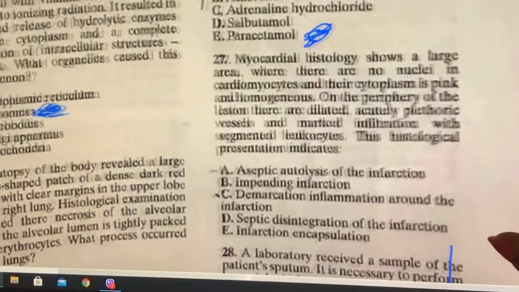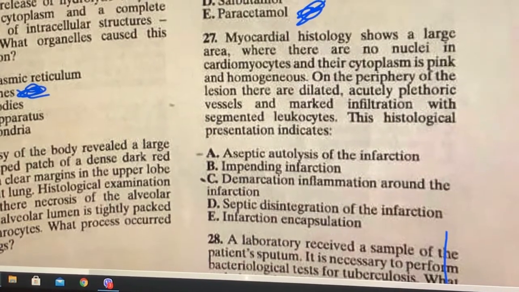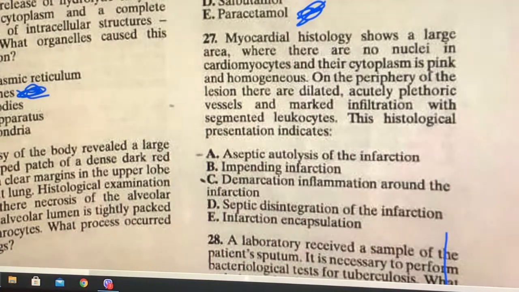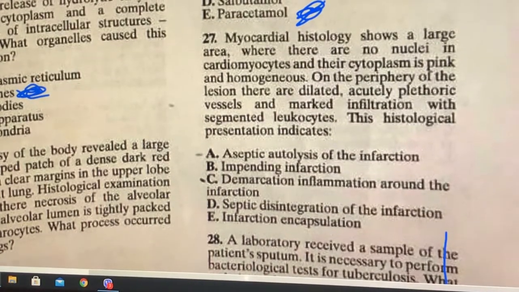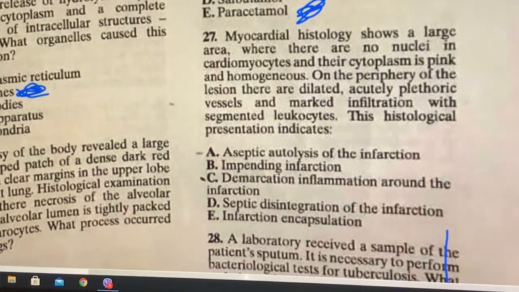Question number 27. Myocardial histology shows a large area where there are no nuclei in cardiomyocytes and the cytoplasm is pink and homogeneous. On the periphery of the lesion, vessels are dilated, acutely plethoric, and marked infiltration with segmented leukocytes is seen. This histological presentation indicates.